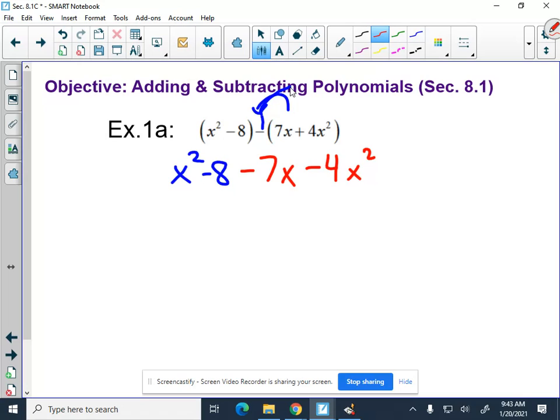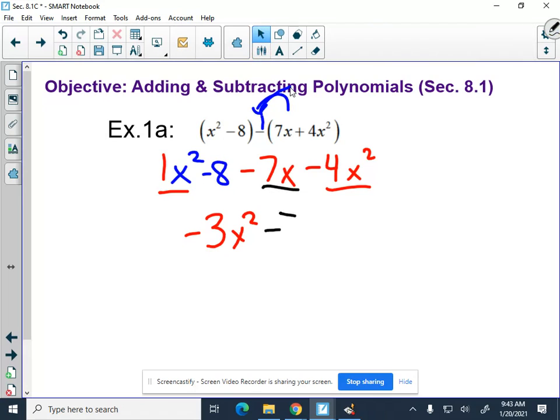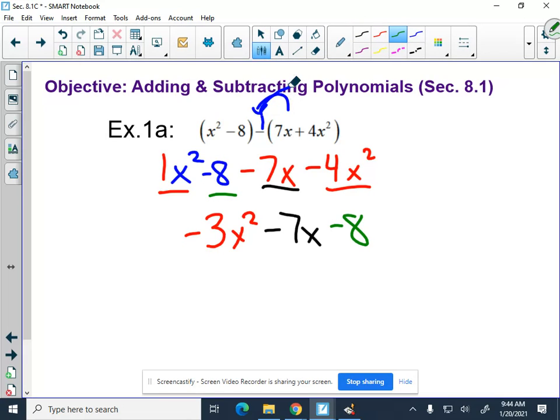So that negative changed all the things inside. Now this is 1x squared minus 4x squared. That gets us -3x squared. Again, you have 1 dog, subtract 4 dogs, you have -3 dogs. Then minus 7x minus 8. There are no other terms that are alike in terms of their x's and the powers. So this becomes a 3-term, or a trinomial, in the end.